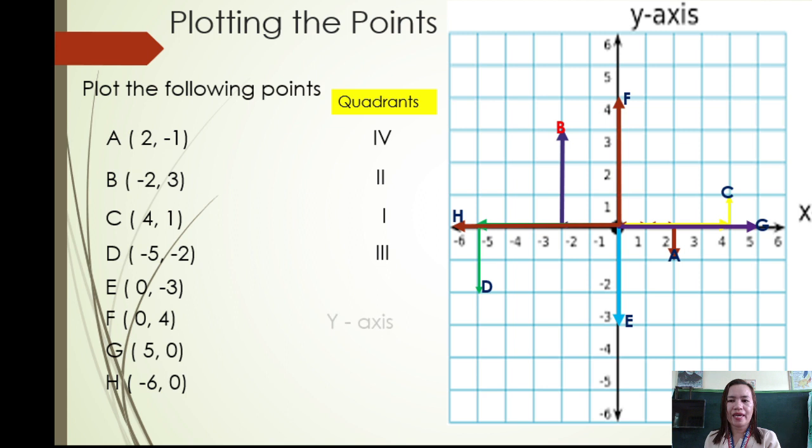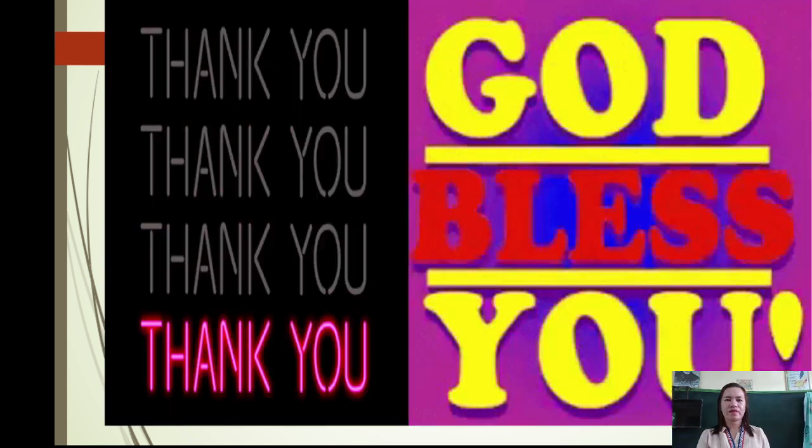For point E, it lies on the y-axis. For point F, it also lies on the y-axis. For point G, the coordinate lies on the x-axis. And for point H, the coordinate also lies on the x-axis.